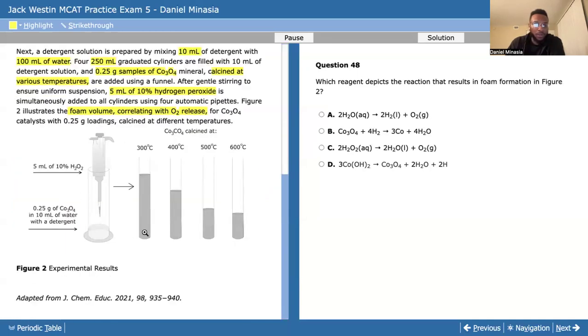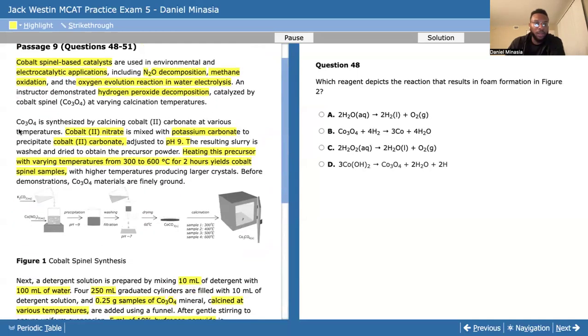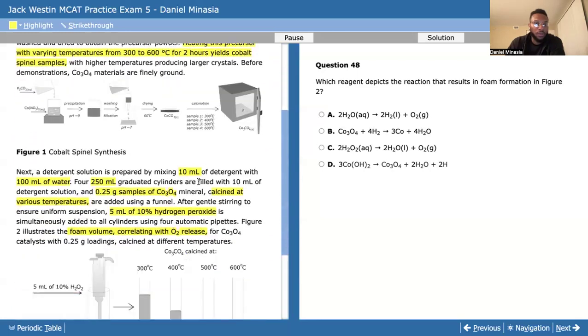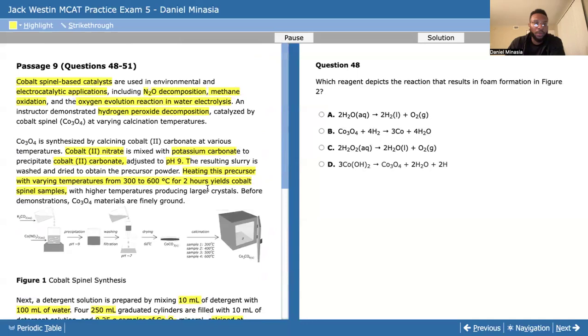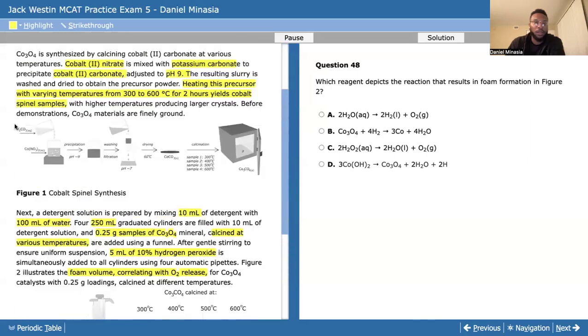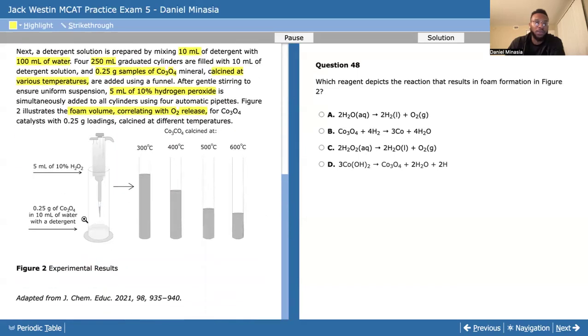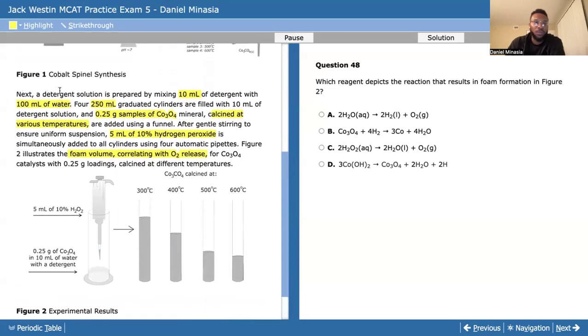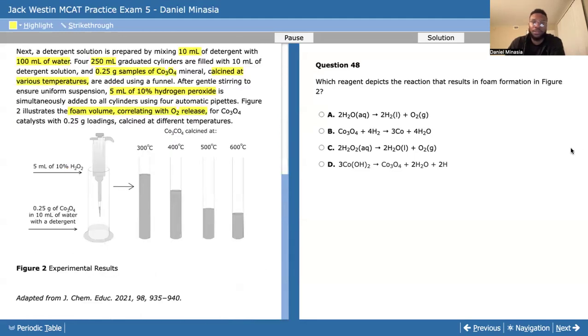All right, so we got two figures, and we got a bunch of information about cobalt spinel, precipitation of cobalt carbonate, and how they make cobalt spinel and how they're using cobalt spinel with hydrogen peroxide, I guess, to release oxygen. Okay, cool. That's kind of the gist of it.